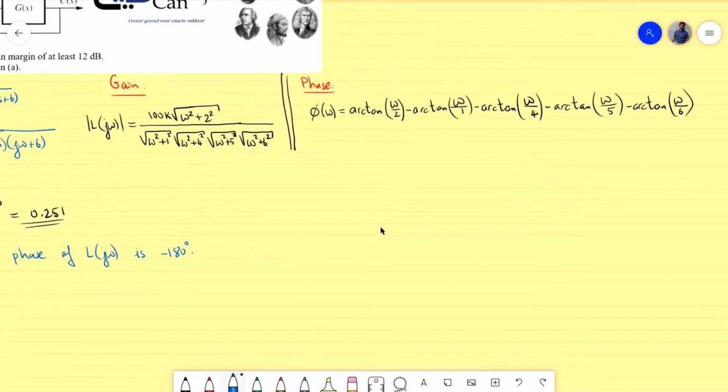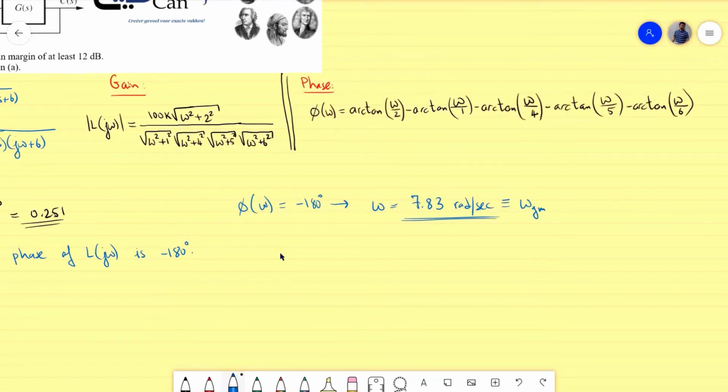So let's move on with the phase. What is the phase? I need a phase of minus 180 degrees. If I just take this completely and equate this to minus 180 degrees, you can do the math for yourself, which is not really that difficult. You will get omega equal to very close to 7.83 radians per second, which is now defined as omega GM, which is just the gain margin frequency. So I will underscore this.